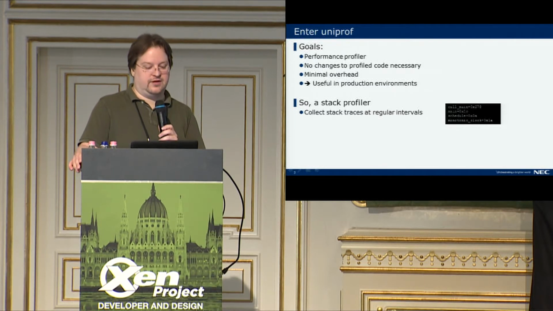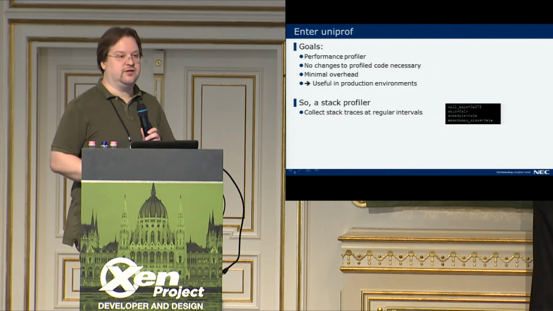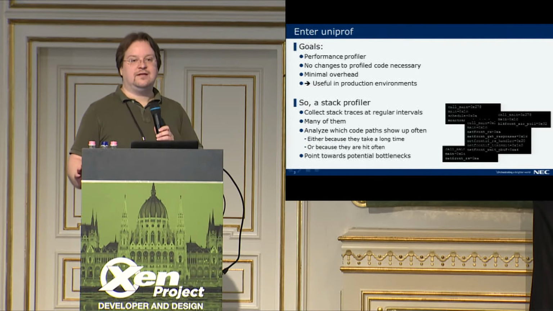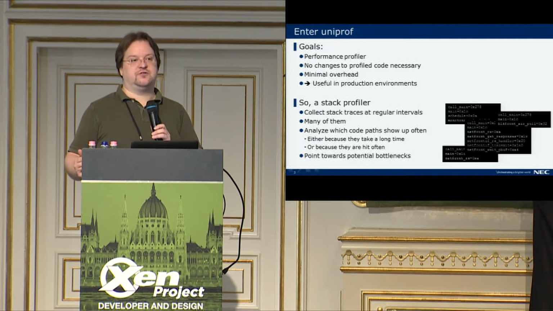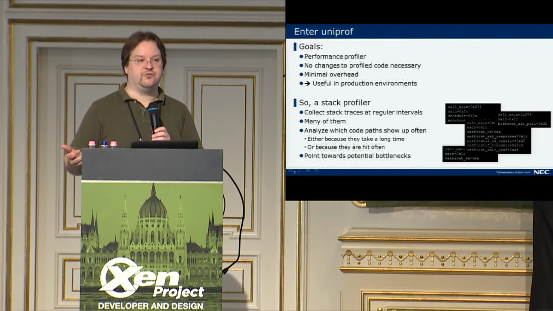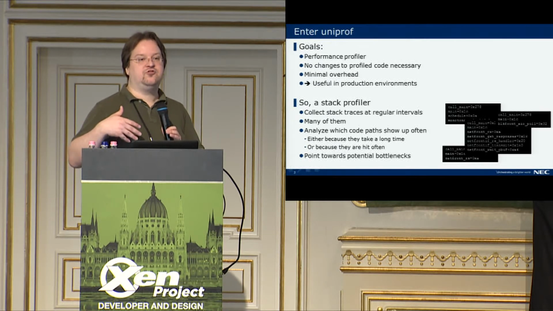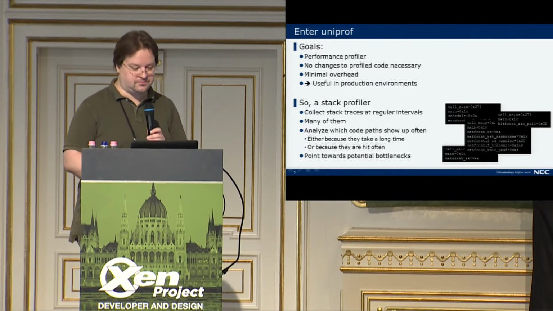And when you look at these requirements, one of the typical ideas that you can come up with is that you want a stack profiler, where you basically just collect stack traces at regular intervals, lots of them, and then you analyze all these stack traces to figure out which code paths show up especially often in them, either because there's a function that takes a long time to run, or because it's just functions that get hit over and over again. And that can point you towards potential bottlenecks in your code that warrant further investigation.